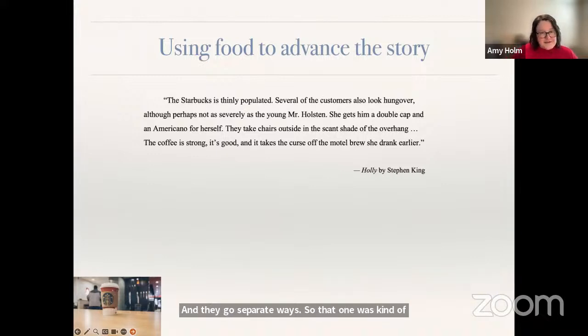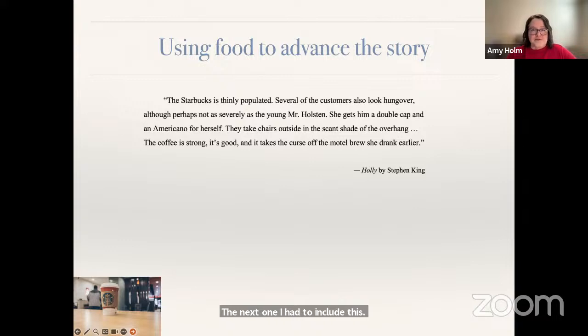The next one, I had to include this coffee. How many times do we see characters drinking coffee or tea in a story, all the time? It'd be almost hard to find a novel or any kind of work where somebody wasn't at some point drinking a hot beverage.